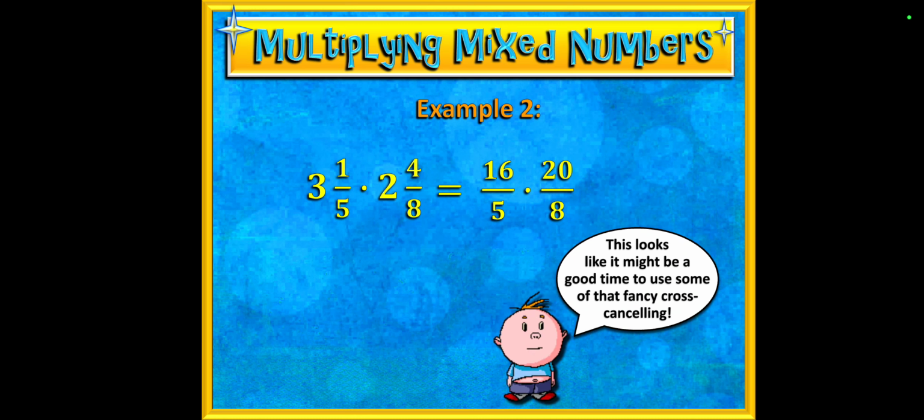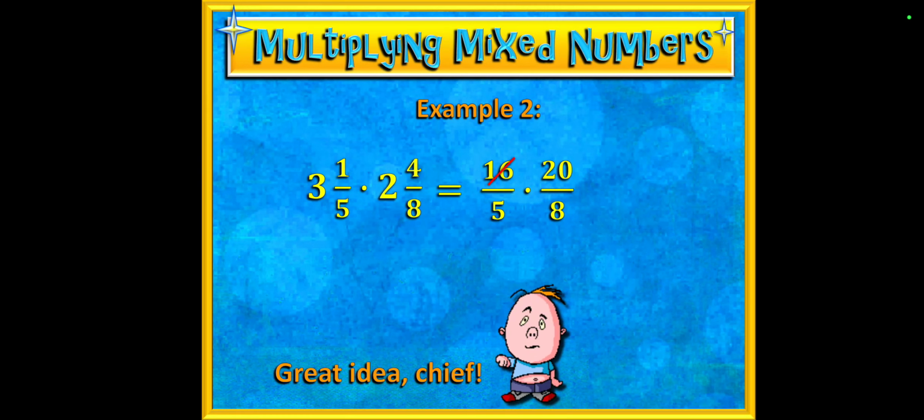So this looks like it might be a good time to use some of that fancy cross-canceling. Yes, we will be using the cross-canceling method again because we are now dealing with bigger numbers, and because the GCF, if we do the cross-canceling, is more than 1. For example, 16 and 8. What is the GCF of 16 and 8? We both know that we can divide both by 8. So 16 divided by 8 is 2, and 8 divided by 8 is 1.